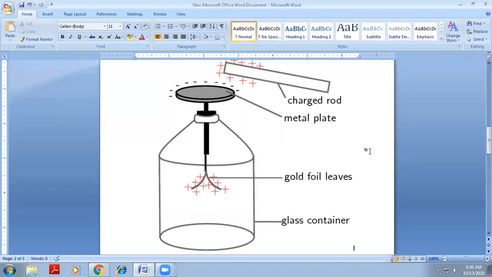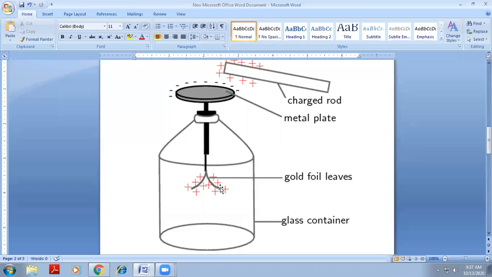Now see how the charge is behaving. There is a metal plate and one charged rod. The red plus is a positively charged rod, and we are bringing it to this metal plate. The positive charges transfer from the rod to the metal plate. After transferring, the black rod inserted into the jar goes inside through the rubber hole. And here we have gold leaves.